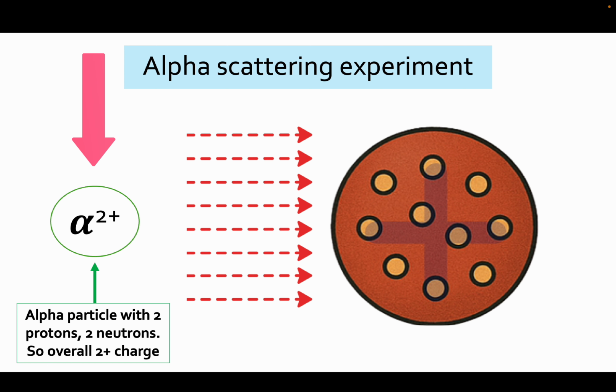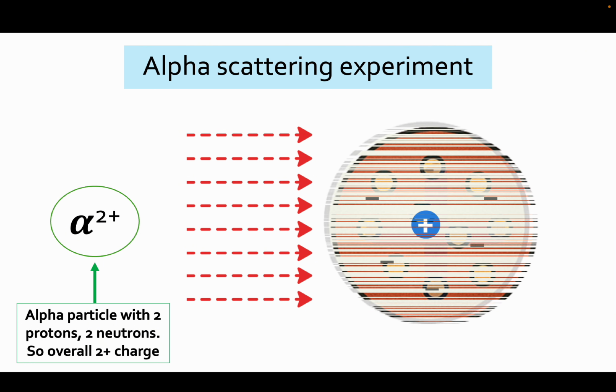Alpha particles, as I've shown on the right over here, are made up of 2 protons and 2 neutrons. So overall, they have a 2+ charge. It's also called a helium nucleus. Essentially, these alpha particles were fired on gold foil. Based on the results from the plum pudding model, we expected the positively charged alpha particles to pass through the atoms. However, what actually happened was quite different.